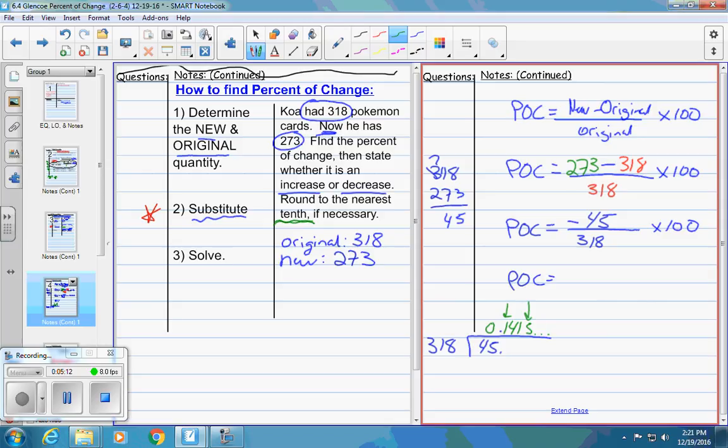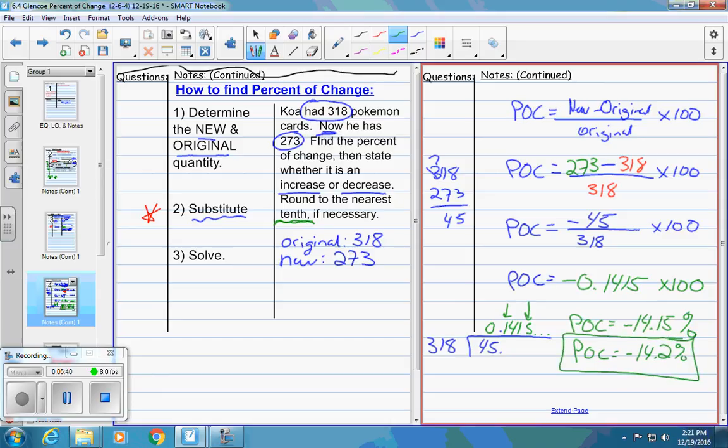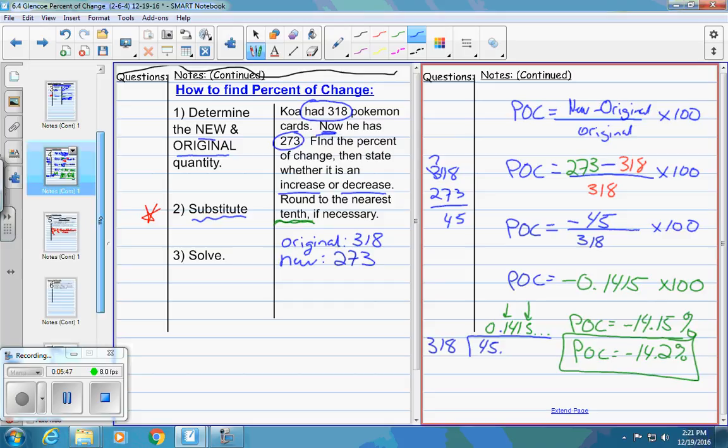So we now have negative 0.1415 times 100. Once we multiply by 100, we end up with the percent of change equals negative 14.15%. But we're going to round to the tenths place, so the actual answer we should box is negative 14.2%, and that's the percent of change for Koa's Pokemon cards. He's decreased his amount by 14.2%. Okay, let's move on to the next ones.